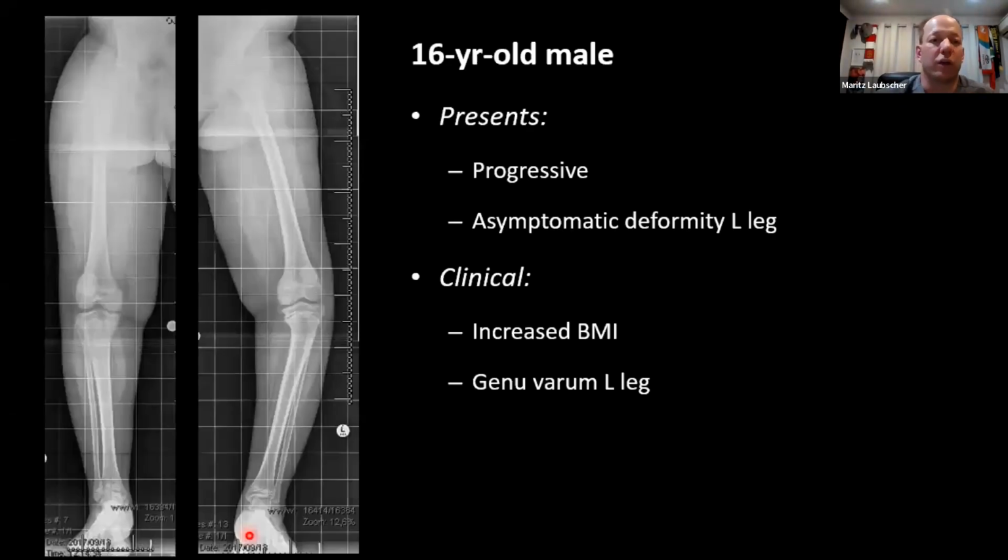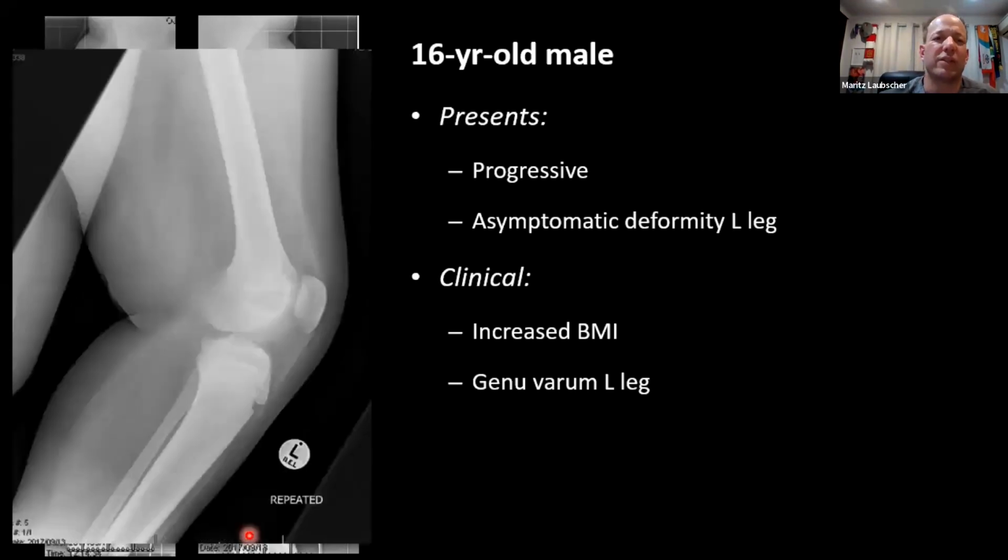So let's look at a complex limb deformity case now. This is a 16-year-old boy with adolescent Blount's that presents with a progressive deformity of his left leg, completely asymptomatic. So he's got genu varum and an increased BMI. This is the lateral of his femur, and this is the lateral of his tibia. I've asked Dane and Francis to prepare some cases, so I'm just going to run through this one so you can see how I would do it, and then we'll look at the others later.